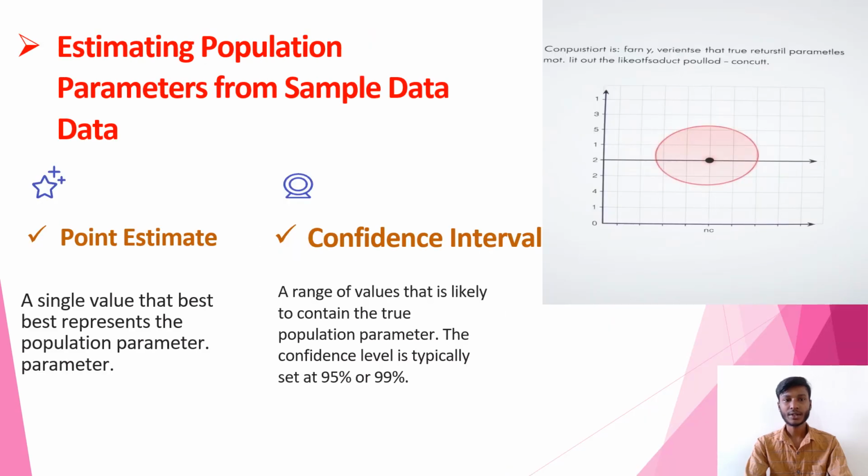Estimating population parameters. Point estimate: a single value that best represents the population parameter. Confidence interval: a range of values that is likely to contain the true population parameter. The confidence level is typically set at 95% or 99%.